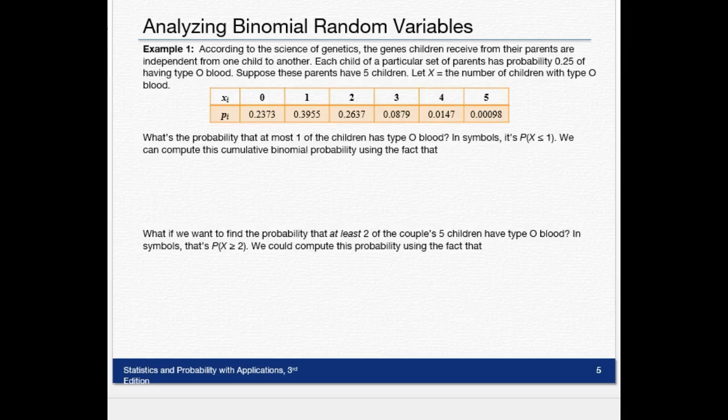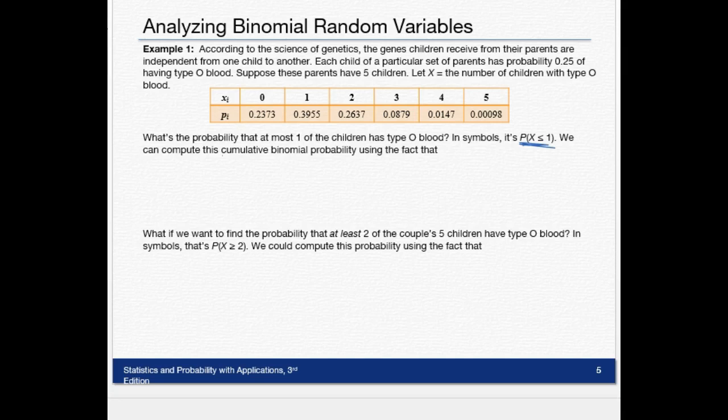So let's try one of these. According to the science of genetics, the genes children receive from their parents are independent from one another. Each child of a particular set of parents has a probability of 0.25 of having type O blood. Suppose these parents have 5 children. X is the number of children with type O blood. The question is, what's the probability that at most one of the children has type O blood? In symbols, it looks like this: P of x less than or equal to 1. This is an at most type of situation.